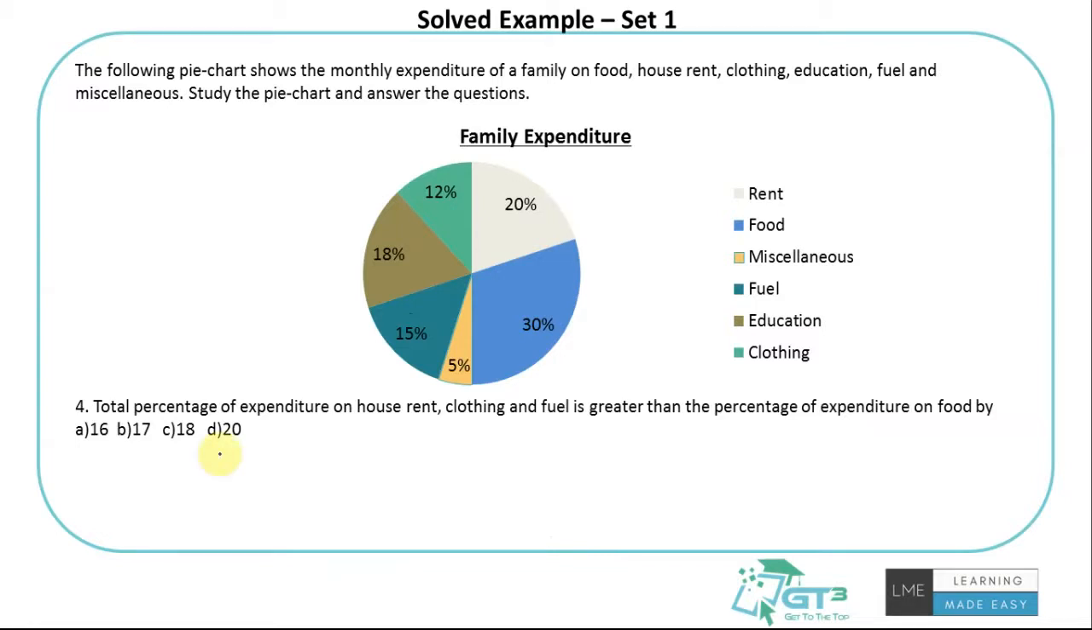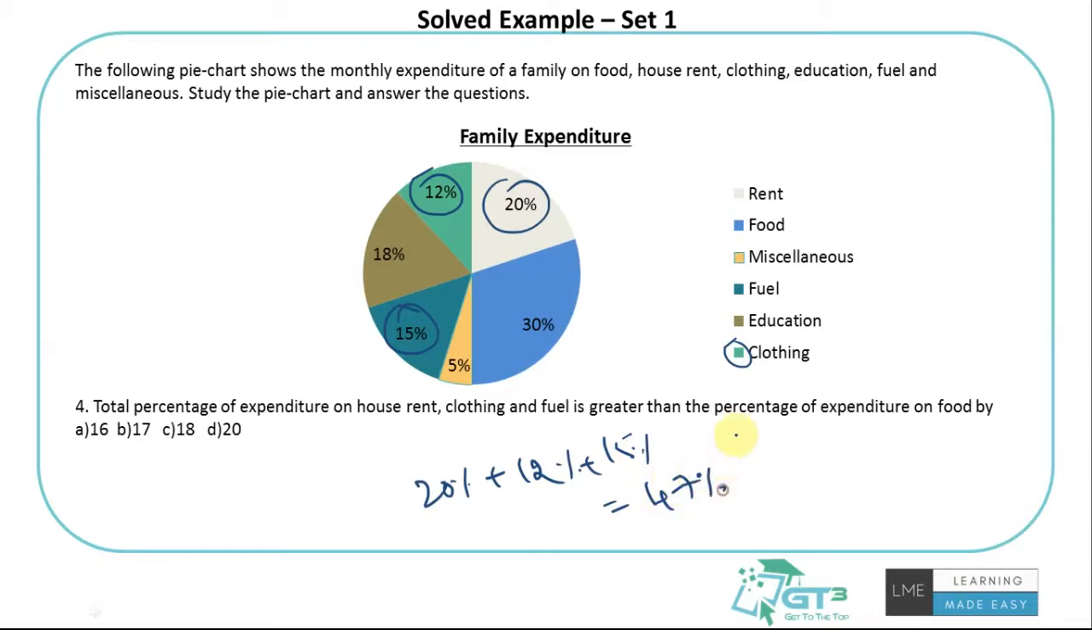The last one: the total percentage of expenditure on house rent, clothing and fuel is greater than the percentage of expenditure on food by. So what is the total percentage of expenditure on house rent, clothing and fuel? House rent 20, clothing is this color, so that's 12, and fuel is this 15. What is this? 32 plus 15, 47%. And food is 30%.